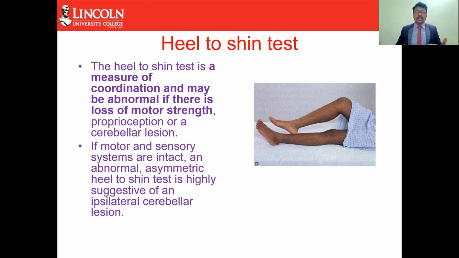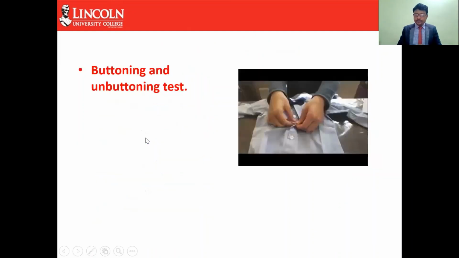So the same side is affected. For example, if the person is unable to do the heel-to-shin test with the right leg, that is, the right heel does not drag properly over the left shin, it indicates right cerebellar hemisphere damage, a lesion in the right cerebellar hemisphere. That is the main indication. Those are some of the special tests to identify cerebellar injury in case of ataxia.